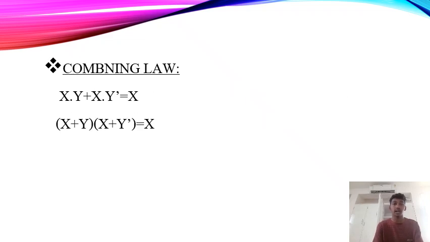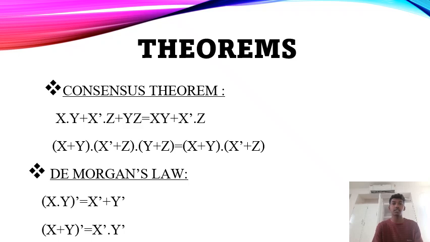Next, the combining law. Combining law means x into y plus x into y dash is equal to x. Next, (x plus y) into (x plus y dash) is equal to x. These are the Boolean algebra laws. And we go for the theorems.